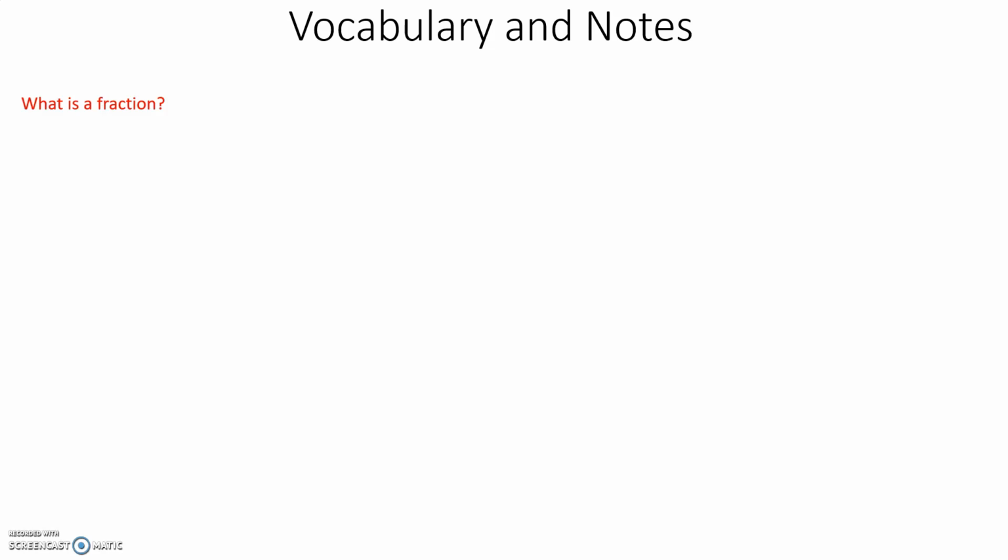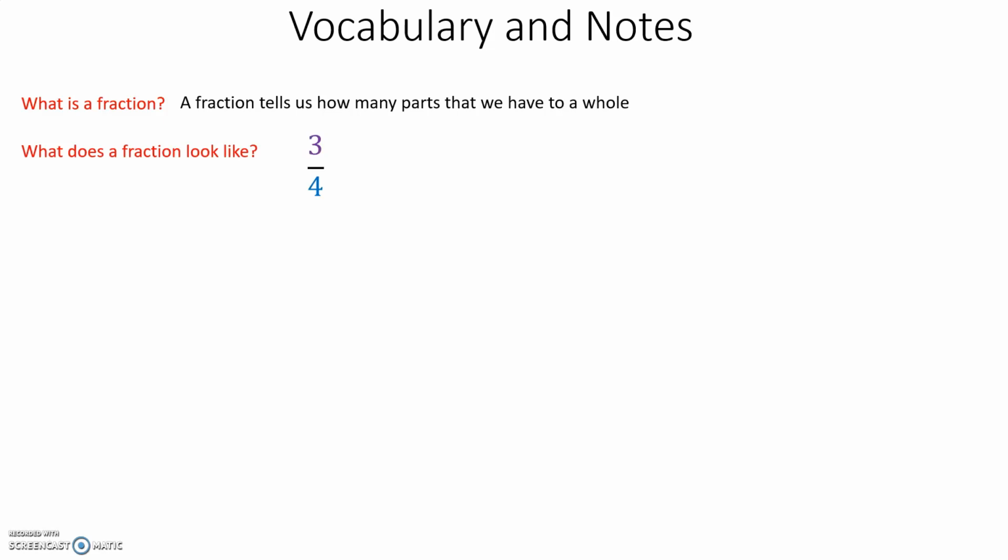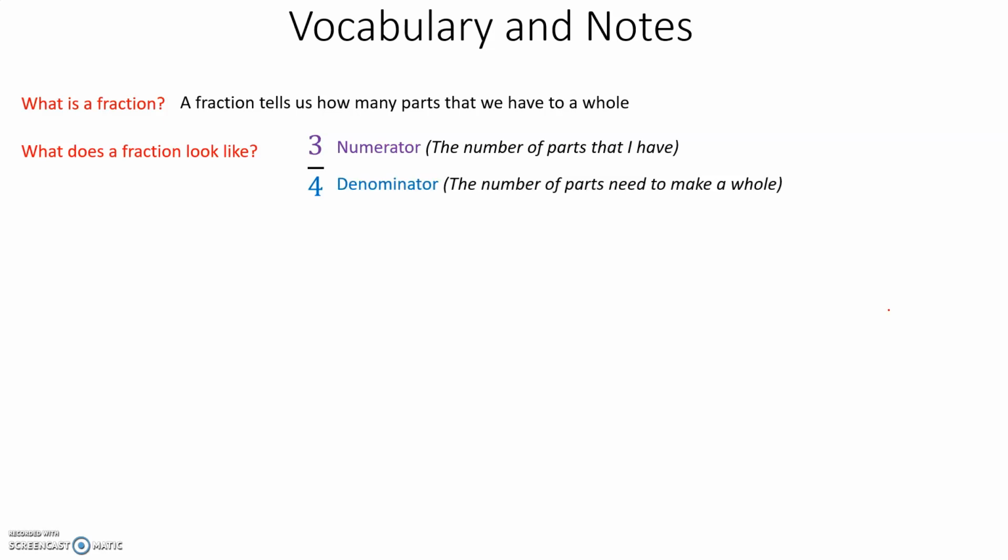All right, so real quick, just a review and vocabulary notes. I'm going to go through this really quick. What is a fraction? A fraction tells us how many parts we have to a whole. So here's an example of a fraction. The numerator is how many parts that I have, and the denominator is how many parts I need to make a whole. So I only have 3 parts out of 4 parts in this example.